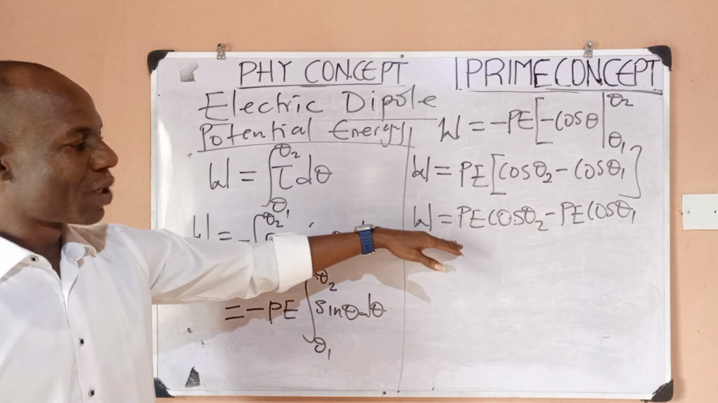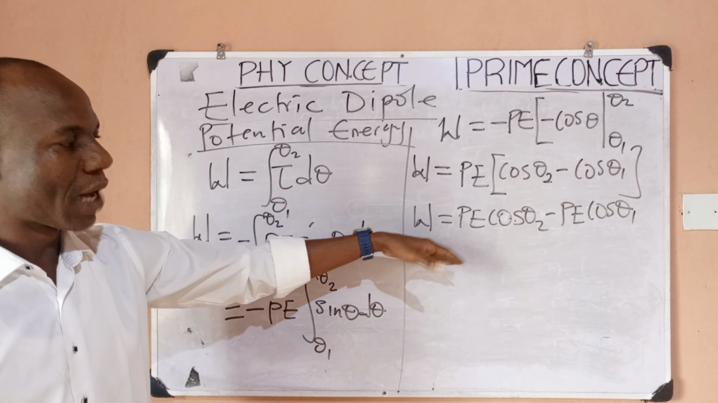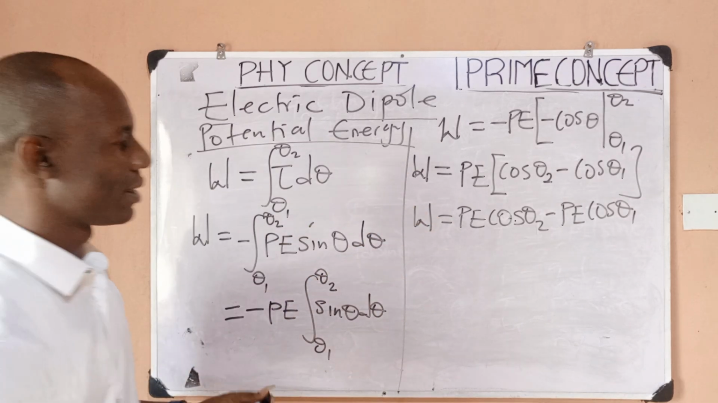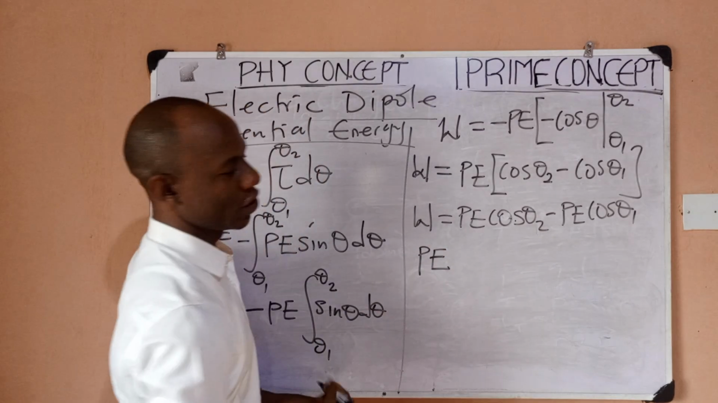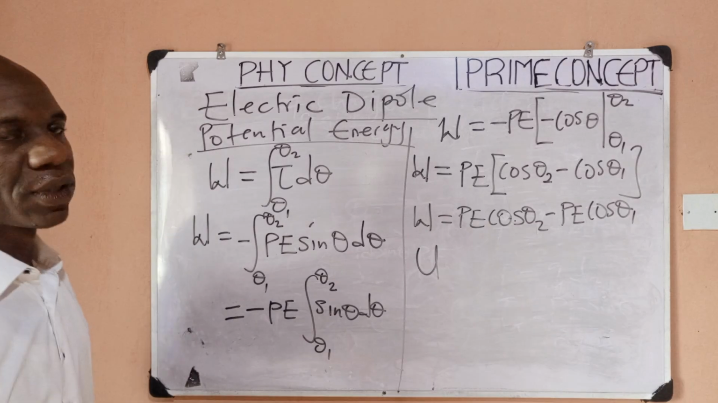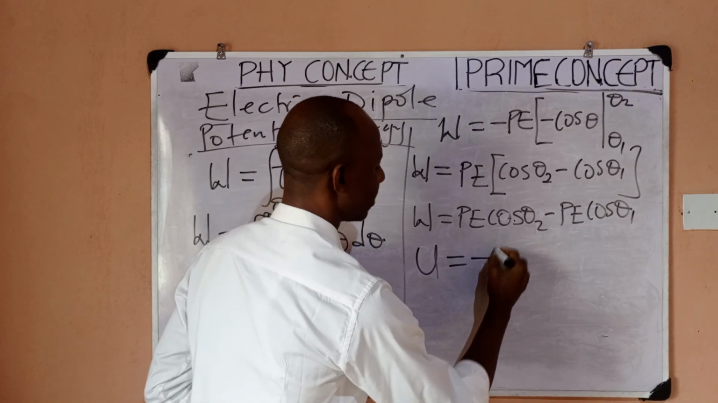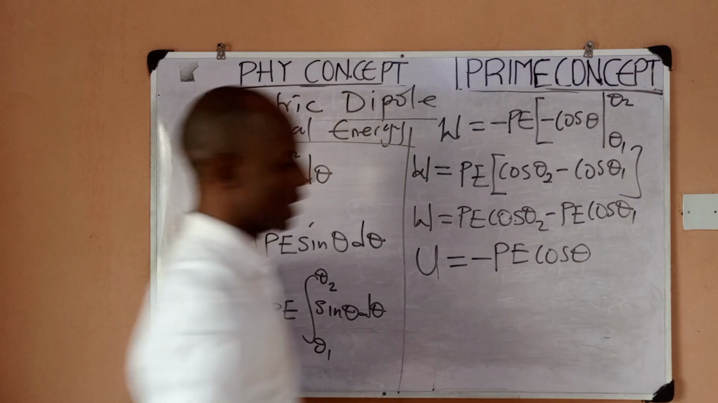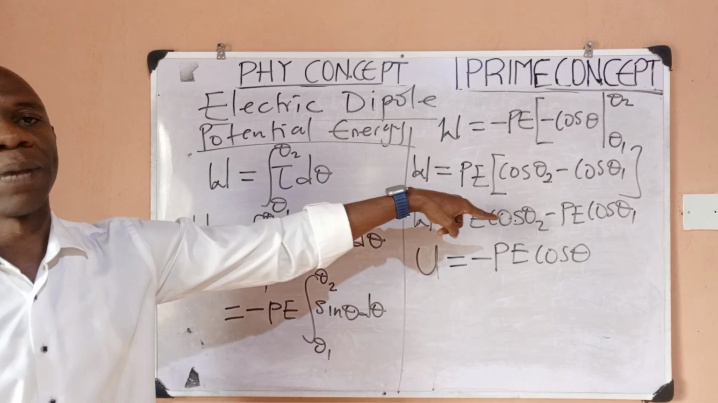Now, from here we can get our potential energy. We're going to assume our potential energy to be the negative of our work done. So our potential energy, let's denote it with U, which is the standard symbol, is going to be minus PE cos, let's generalize, cos theta. This is the formula for my potential energy, while the other is the formula for my work done.